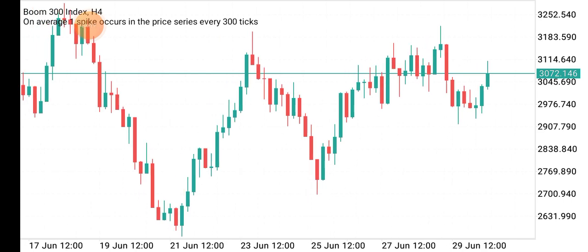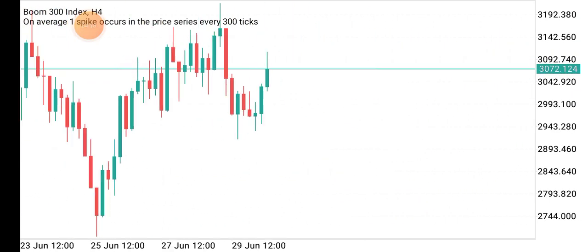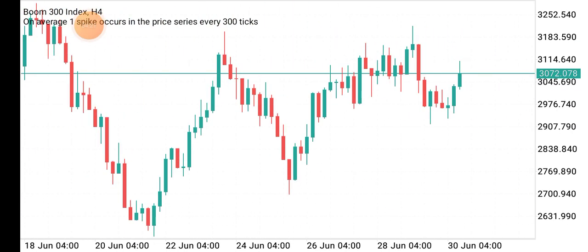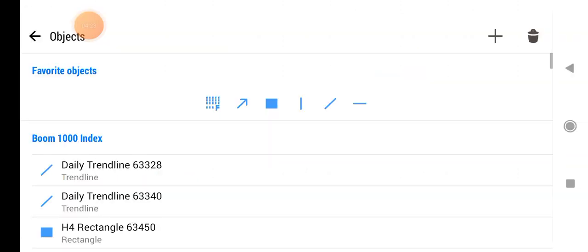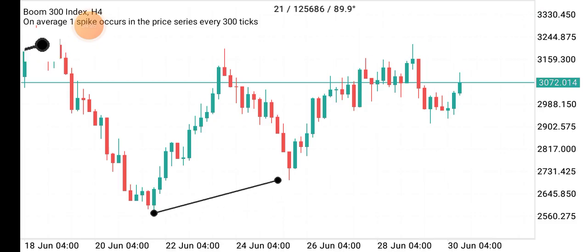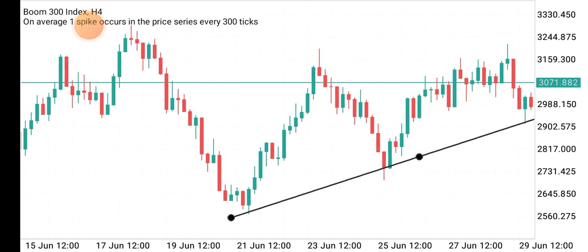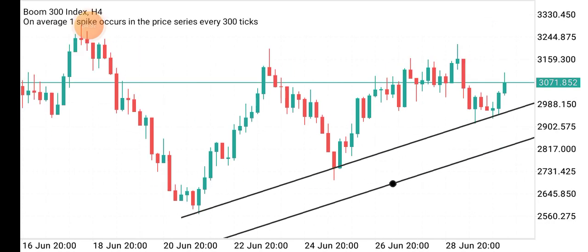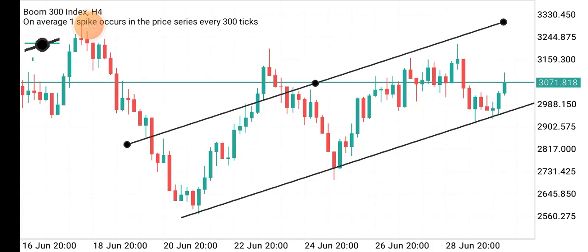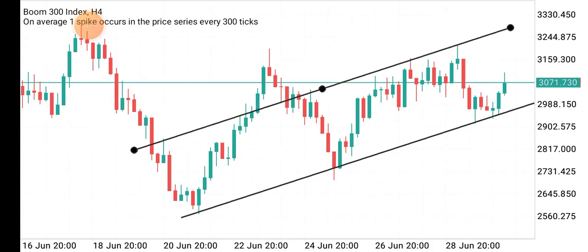I'm not sure I can find the actual pattern. It's straight right here, although we can easily put a trend line like this. And if you understand our strategy, you will notice that there's a chance the market will possibly sell to the downside if you put the trend line this way.